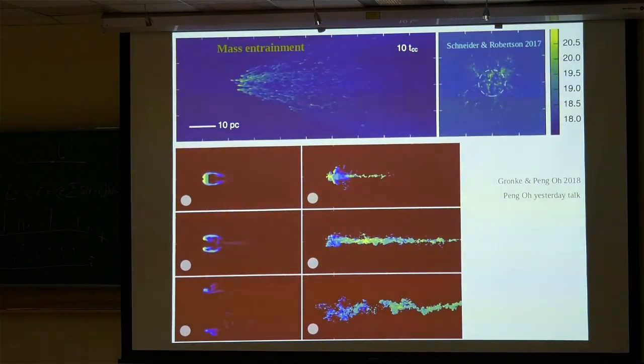What we listened to yesterday and the day before yesterday, these are two very impressive papers by Evan Schneider and Pengfei about mass entrainment. I was very impressed with this idea of collecting mass by a moving cloud, collecting mass due to thermal instability in this interface, the turbulent mixing layer. My point is only the following.